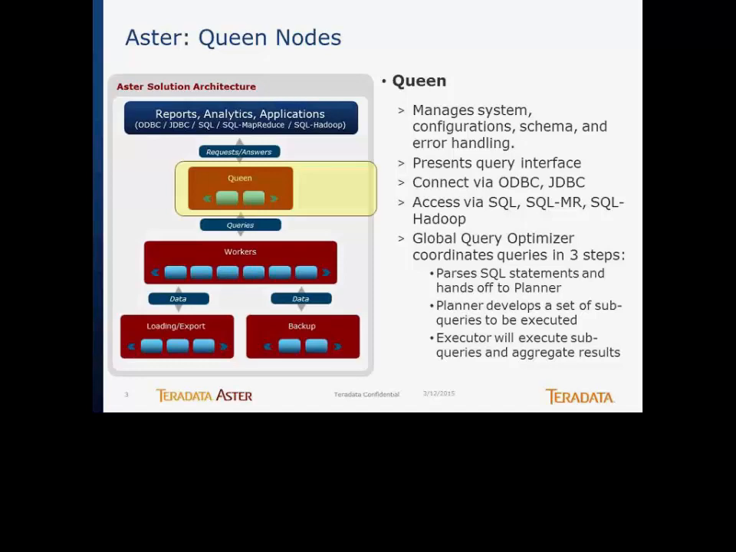And the global planner sitting on the Queen develops a set of subqueries to be executed, and the executor will execute the subqueries, which essentially is like pushing down those subqueries to the workers, because the workers are the ones that actually have the data. These are then aggregated back to the Queen and sent back to the client. So this is, at a high level, how a query is executed in Aster.